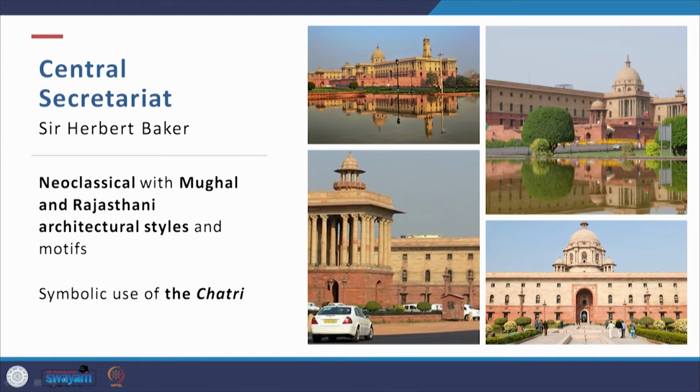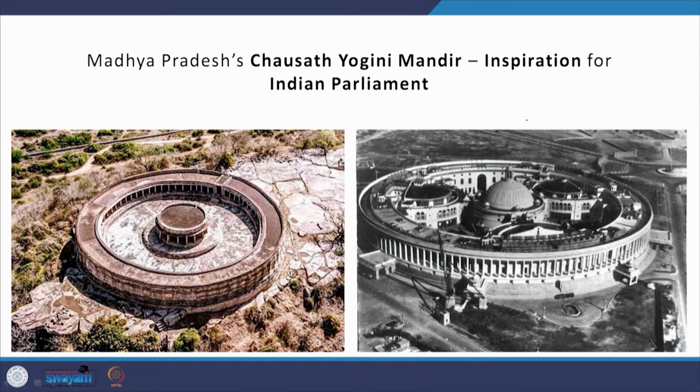Now coming to the Central Secretariat, which was designed by Sir Herbert Baker, again it's neoclassical with Mughal or Rajasthani architectural style elements and motifs, and one symbolic feature is the chhatri, which keeps reappearing in many different parts of the Central Secretariat. And then again the Parliament building itself, it has been identified that Madhya Pradesh's Chausat Yogini Mandir is the model, or the inspiration behind the Indian Parliament building.